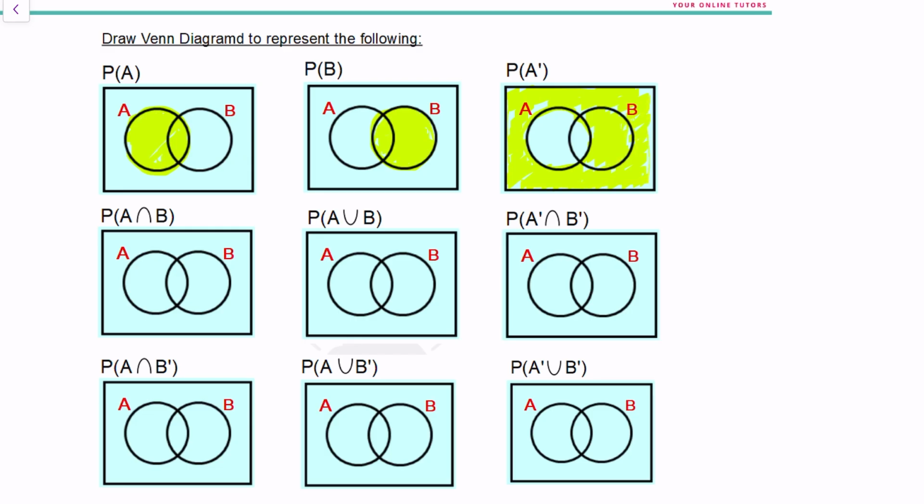Okay, probability of A intersect B is A and B, so both A and B, which is the part in the middle. Probability of A union B means it's A or B or both. So if you think about it, A or B or both is everything in the middle as well. Not A and not B. So not A and not B is everything on the outside, because it's not A and it's also not B.